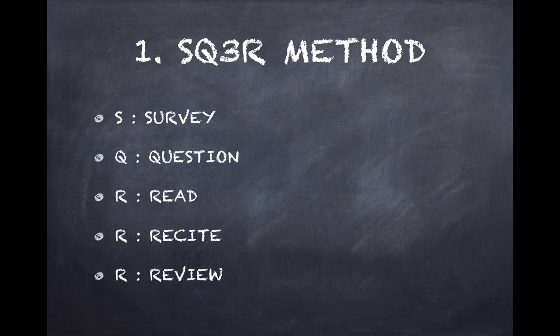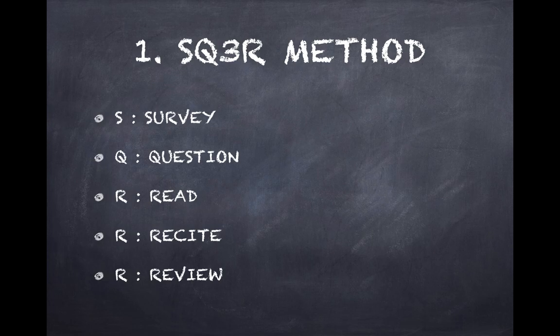It's an acronym where S stands for survey. Here, instead of reading the entire book or a chapter, start skimming the headings, the subheadings, the images, and the standout features of the chapter like the charts. Second is the Q, that stands for question. Here you formulate questions around the content that is given in the chapter, which you would have got an idea about by surveying the chapter in the beginning.